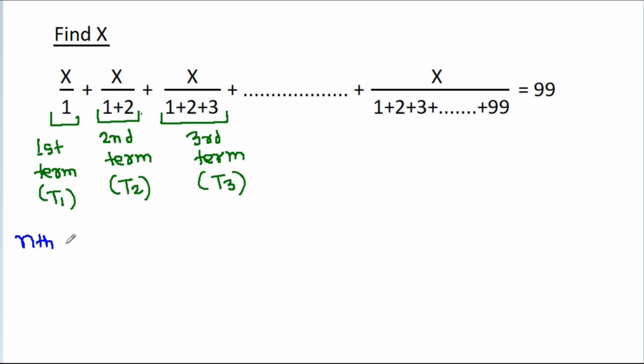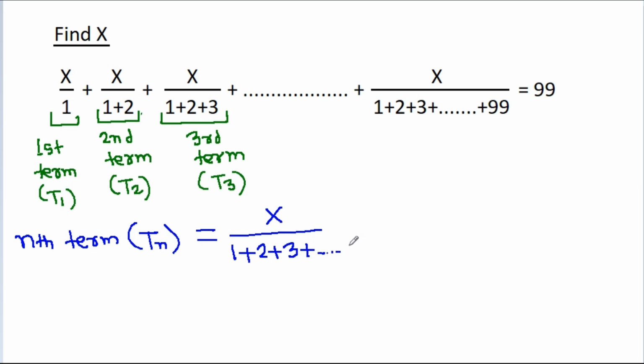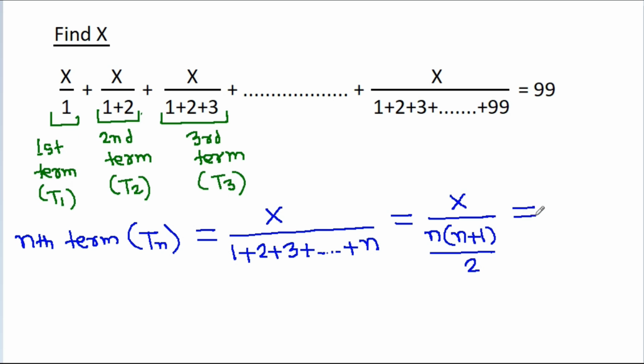So the nth term, tn, will be equal to x by 1 plus 2 plus 3 plus up to n, and it is equal to x by the sum of natural numbers from 1 to n, which is n times n plus 1 by 2, and it will be equal to 2x by n times n plus 1.